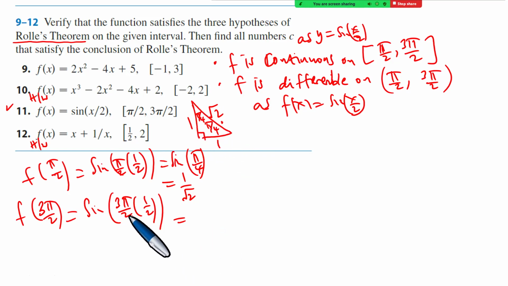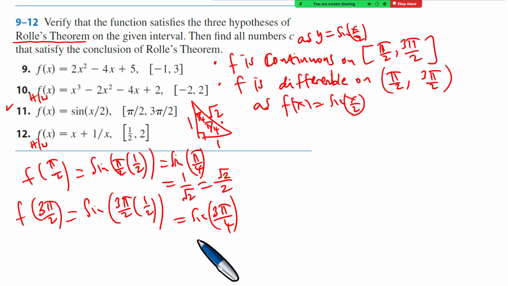Now, if we come to this, and we say sine of pi over 4 is opposite over hypotenuse, so it's exactly 1 over the square root of 2. But I know that your calculator will give you square root of 2 over 2 there. Now this one here is the sine of 3 pi over 4. Now, in which quadrant is 3 pi over 4?